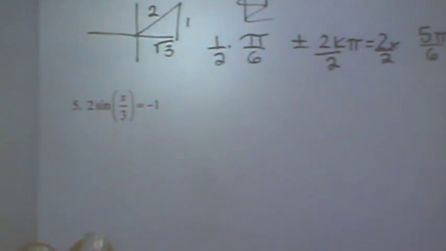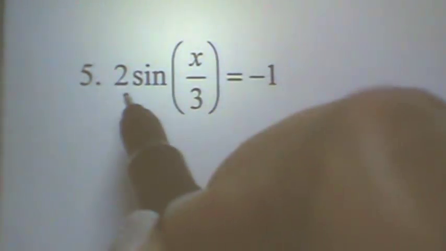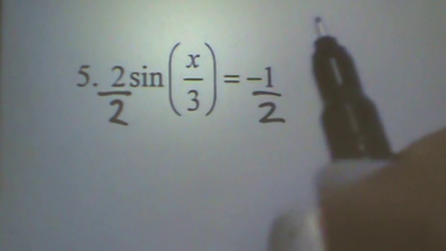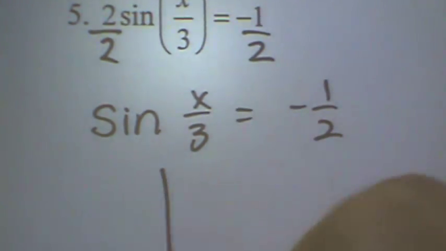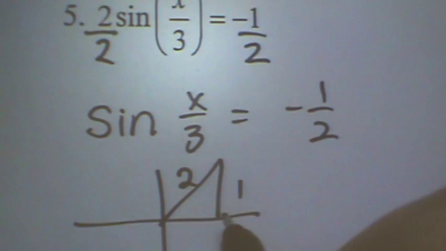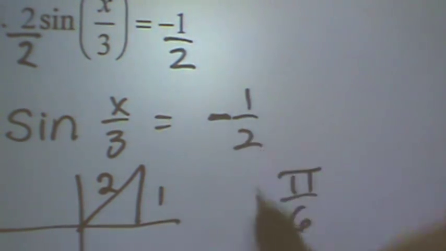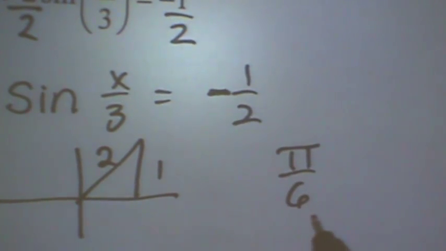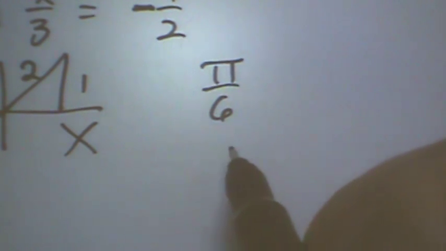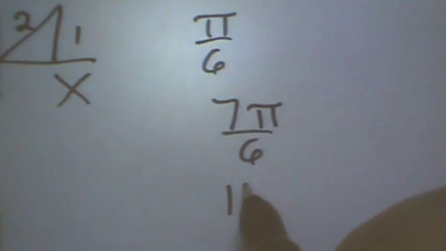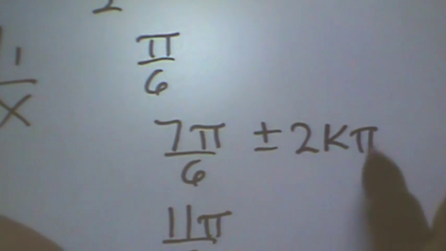Okay, now what's different about number 5? We would first divide by 2. So it says sine x over 3 equals negative 1/2. I'm going to ignore the negative for a minute. I'm going to draw my triangle and still say it's a 30. So pi over 6. But because of the negative in front of the 1/2, where am I really? We're in 3 and 4. And what are the names of those angles in 3 and 4 that have a 6 in them? 7 pi over 6 and? Yeah. Now we would set this equal, add and subtract 2k pi.